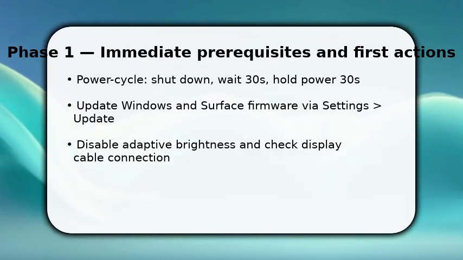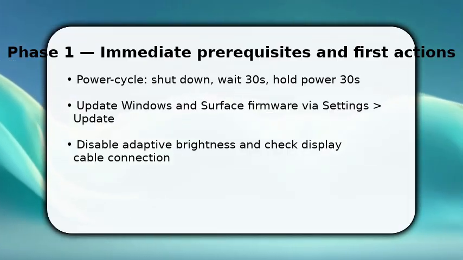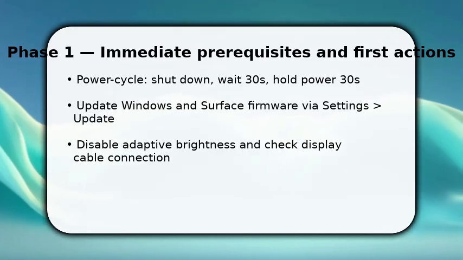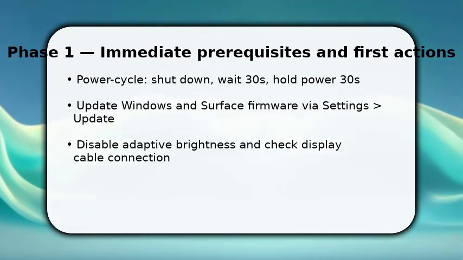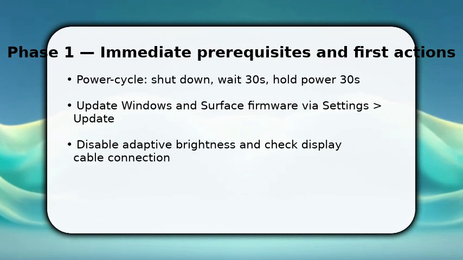Next, go to Settings to disable adaptive brightness. Make sure the display cable is seated if you can access it. These steps eliminate many transient and software-triggered flicker sources.